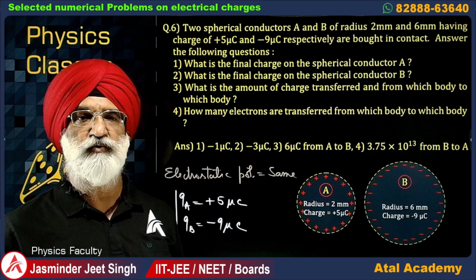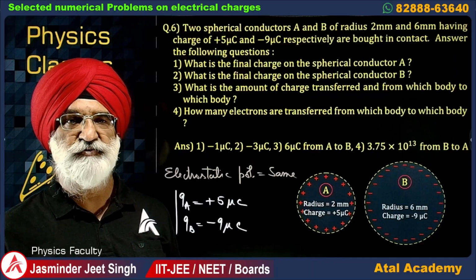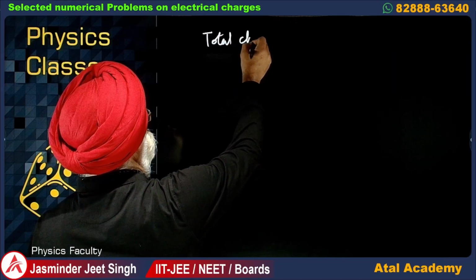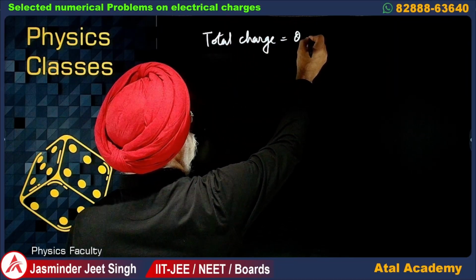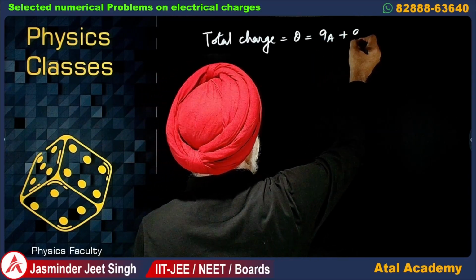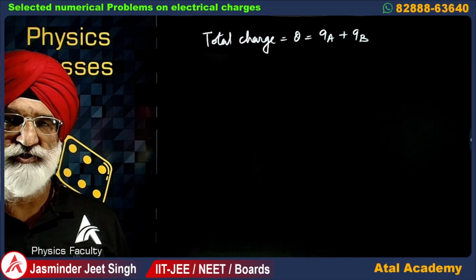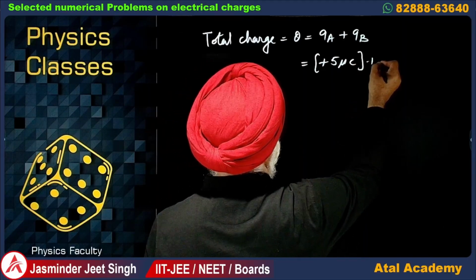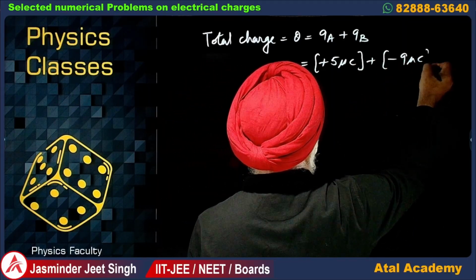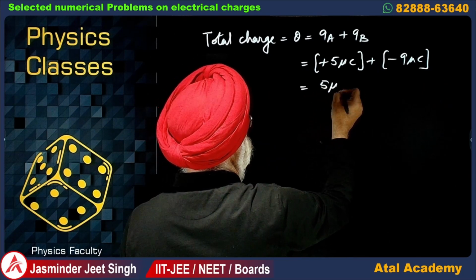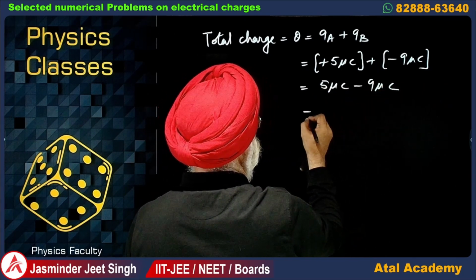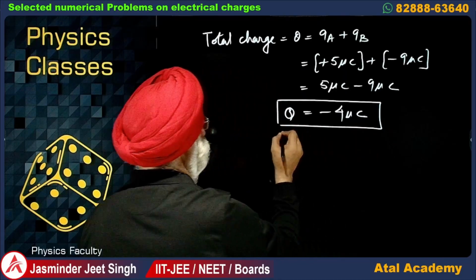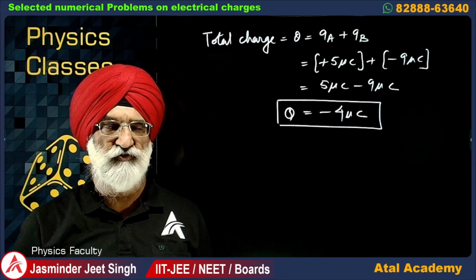We'll first of all find out what will be the total charge which is to be redistributed. The total charge, that is Q, is equal to QA plus QB, the initial charge on the two bodies. It is equal to plus 5 microcoulomb plus minus 9 microcoulomb, 5 microcoulomb minus 9 microcoulomb. It will be minus 4 microcoulomb. The total charge which is to be redistributed among the two bodies is minus 4 microcoulomb.